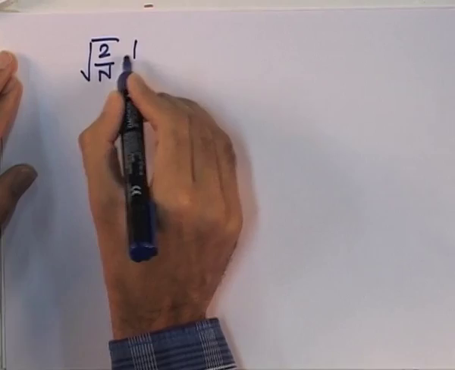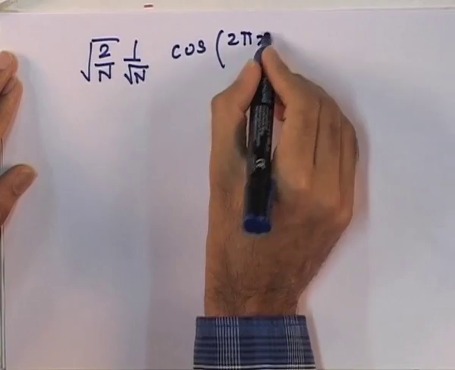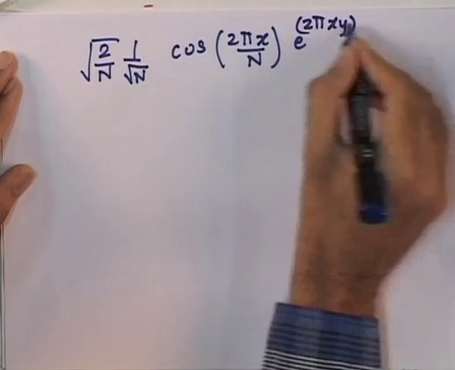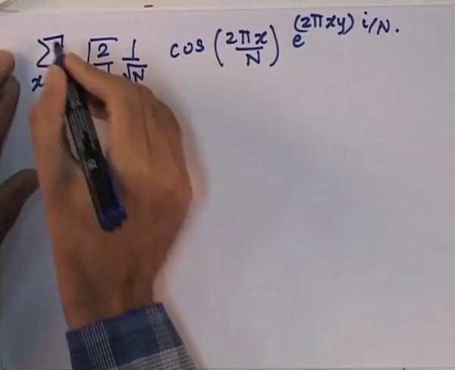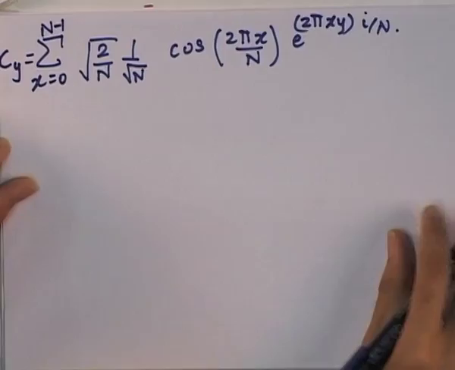Now, let us just look at the quantity inside the bracket, the coefficient of the state y. So, the coefficient is root 2 upon n times 1 upon n times cos of 2 pi x upon n times e raised to 2 pi x y i upon n, and a summation over x for x going from 0 to n minus 1. So, this is the coefficient of the state y. We need to simplify this to get to the answer.